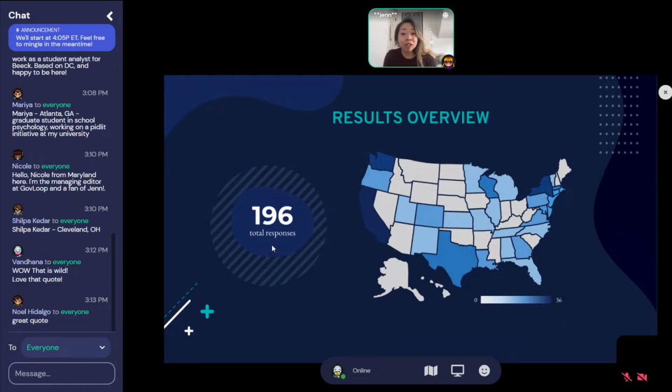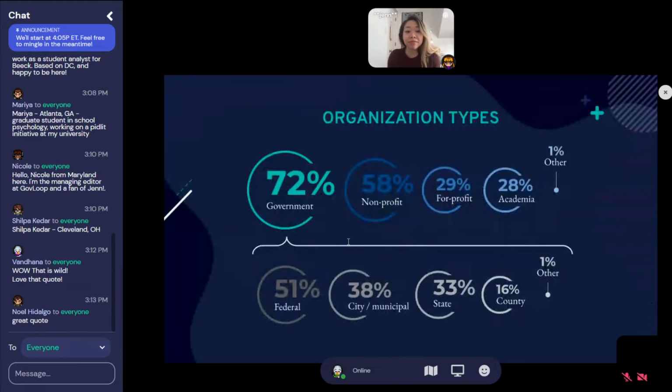So we had over 200 people respond to our survey, but in the end, we only had 196 valid responses. We had a handful of folks from outside of the US respond, but we were just focused on the US experience for the survey. So we got a little over half of the states represented in our findings, with respondents hailing from 29 states and DC. And respondents came from 90 plus different organizations. 72% of folks had experience working within government, which is then broken down into federal, city, state, and county. And then that's followed by folks working within nonprofits, for-profits, and then academia.